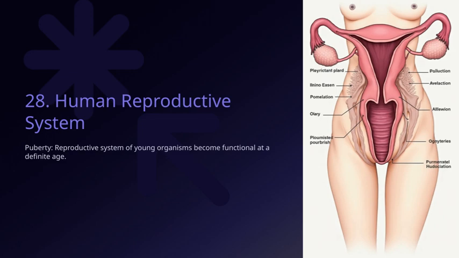These organs also produce hormones that trigger secondary sexual characteristics, such as facial hair in males or breast development in females. Recognizing how these systems develop is key to understanding human growth and development, and it ties into the overall theme of how organisms mature and become capable of reproduction at a certain stage in life.